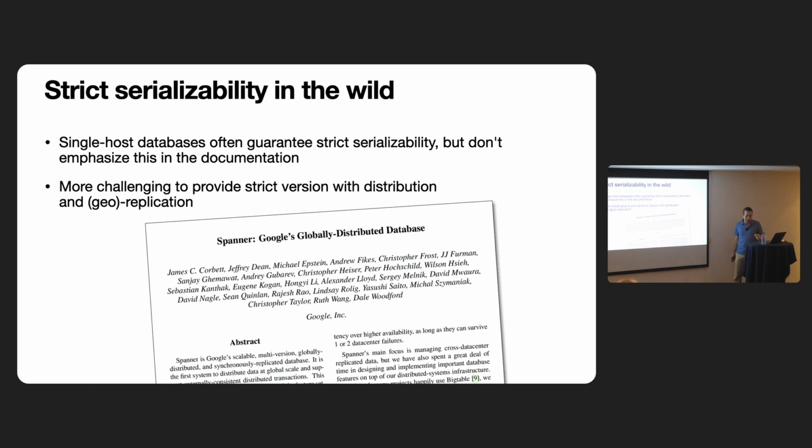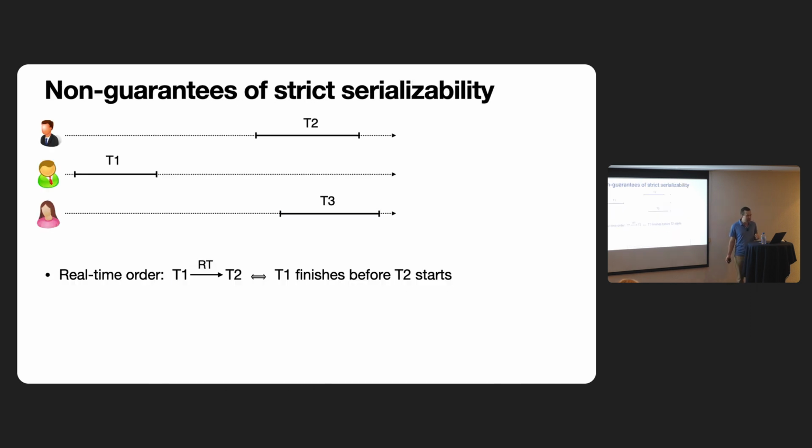Okay, so now I've told you the definition of strict serializability. Now I'm going to address some confusions about this definition. As with serializability, there are some controversies. The confusions usually go as non-guarantees: people think something is bad, but actually it's okay according to strict serializability. Let me explain this by an example.